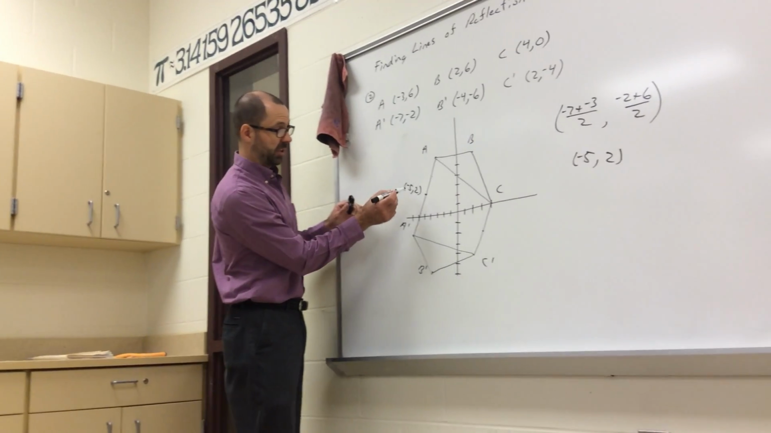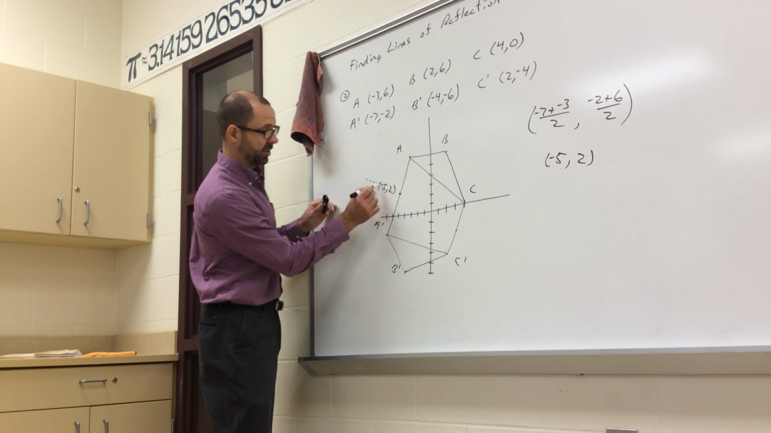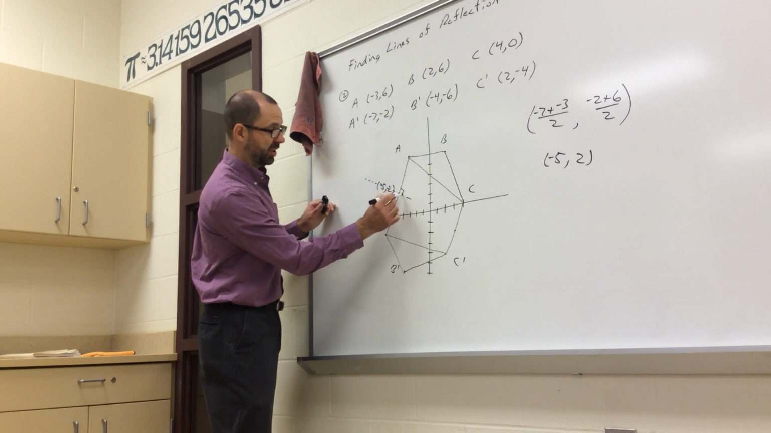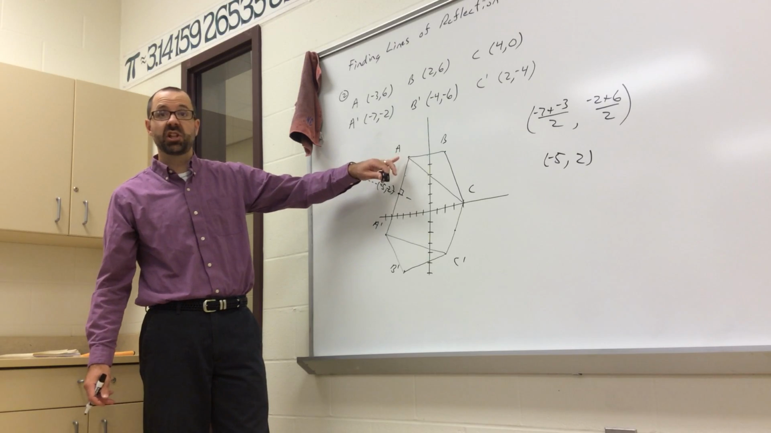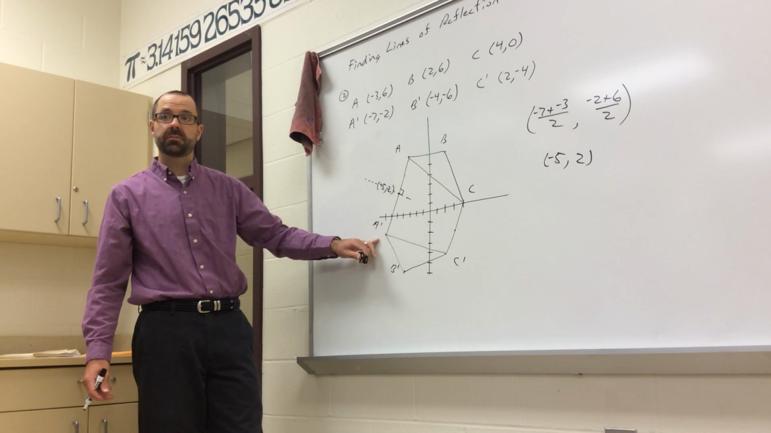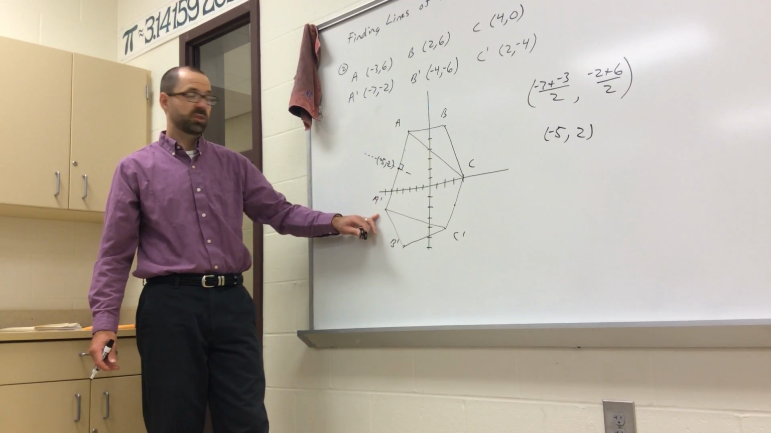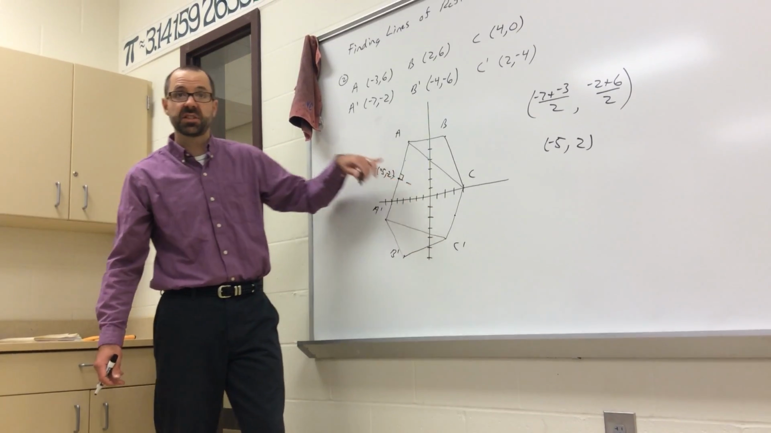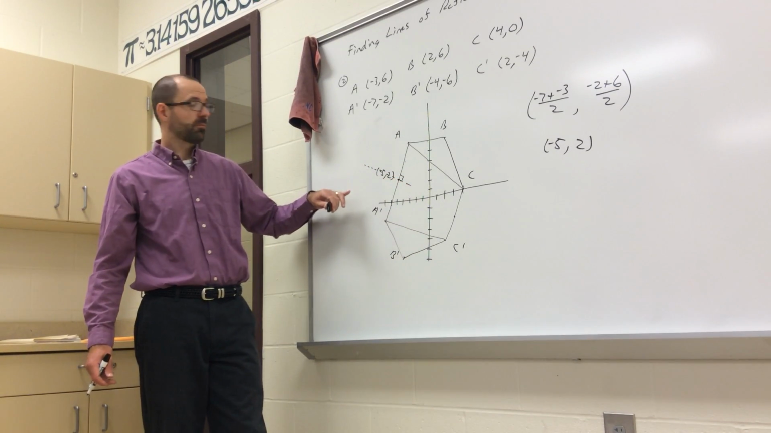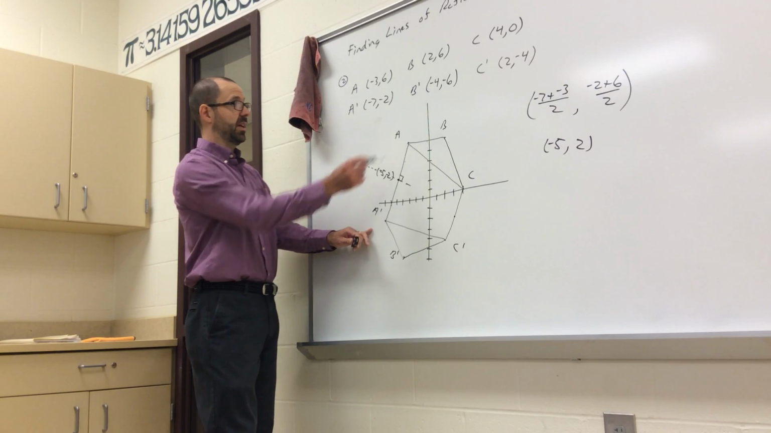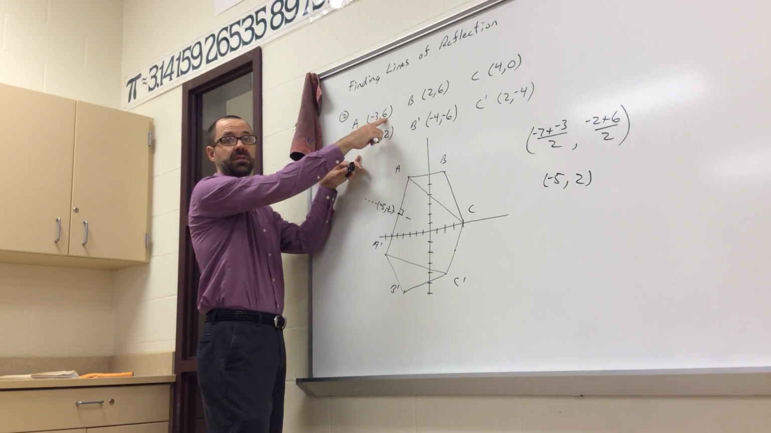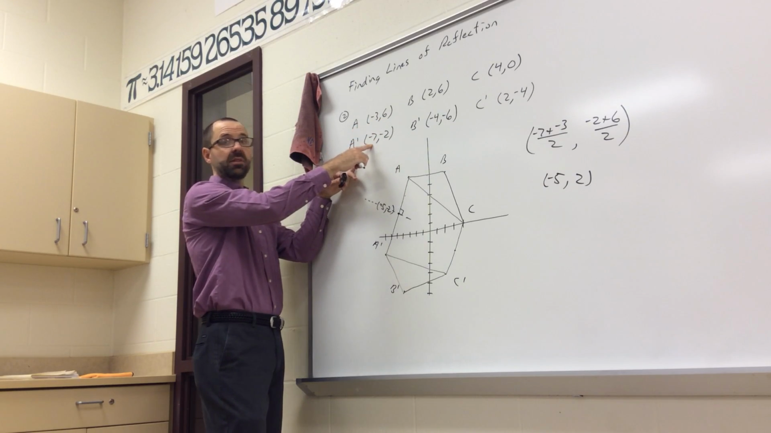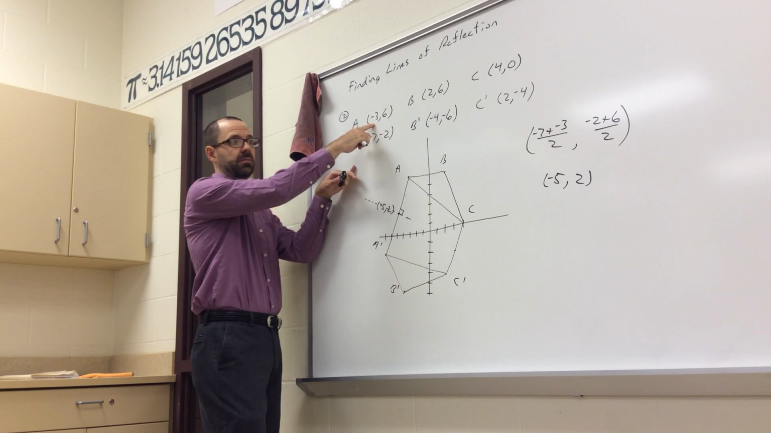Okay, then the other thing we know about the reflection line is it's going to be perpendicular. So we're going to find the slope from A to A prime. So we can figure out what the slant of this line should be. Okay, so the slope from A to A prime is -2 minus 6 over -7 minus -3.